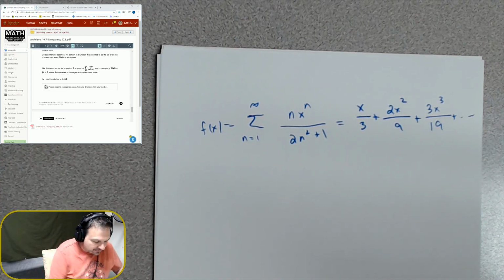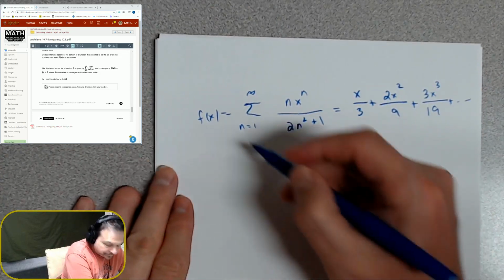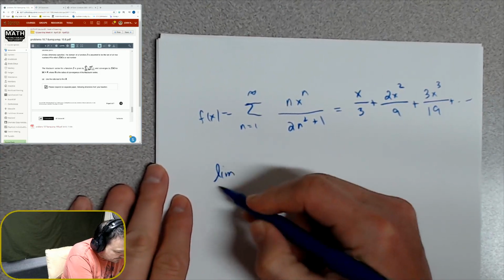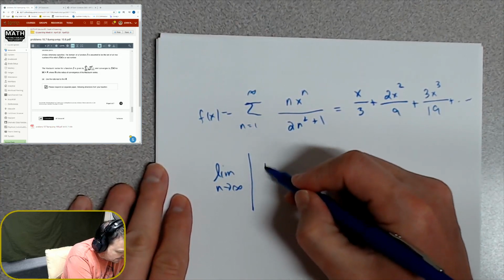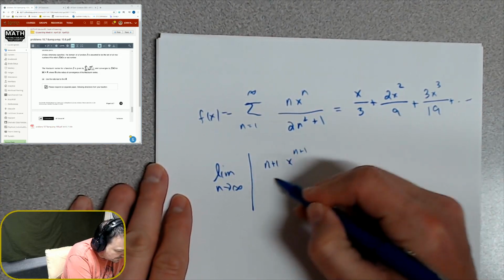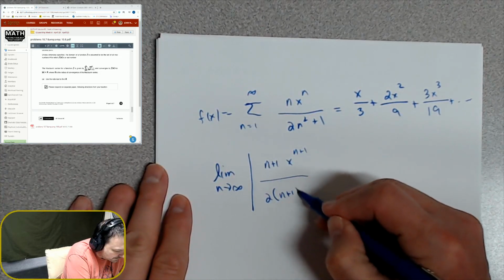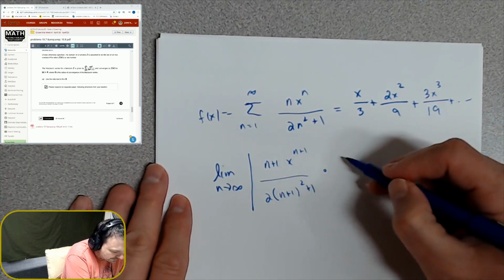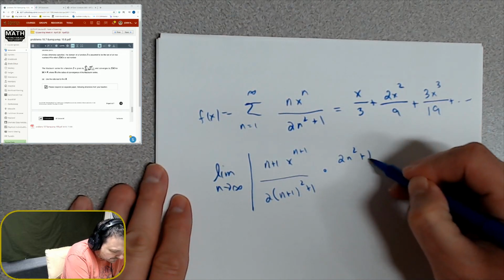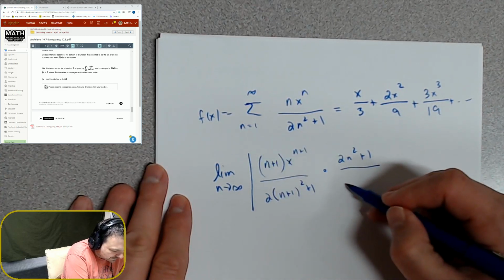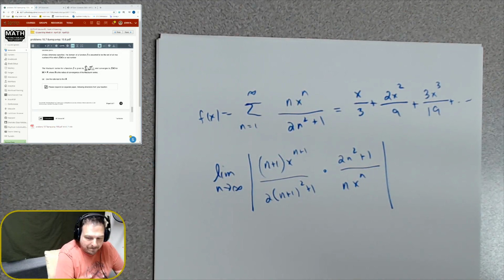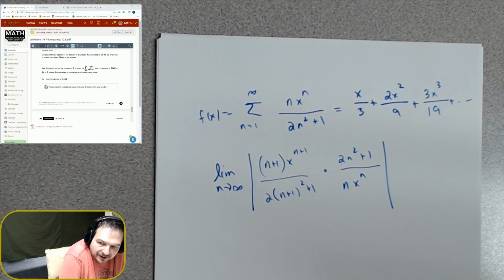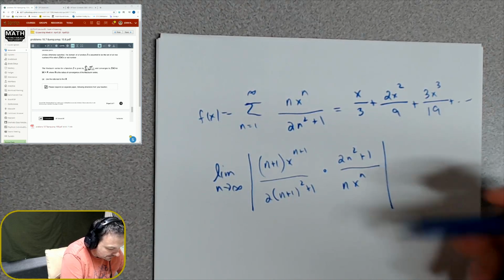And we're talking ratio test. So what are you supposed to have for the ratio test? We got the limit as n approaches infinity. We got the absolute value. Don't forget that. We got the n plus 1, x to the n plus 1 over 2 parentheses n plus 1 squared plus 1, times, now we take the reciprocal, 2n squared plus 1 over, let's keep that parentheses, n x to the n. There's the setup for your ratio test. What we're doing is trying to find r, the radius of convergence, and that's what ratio test does.